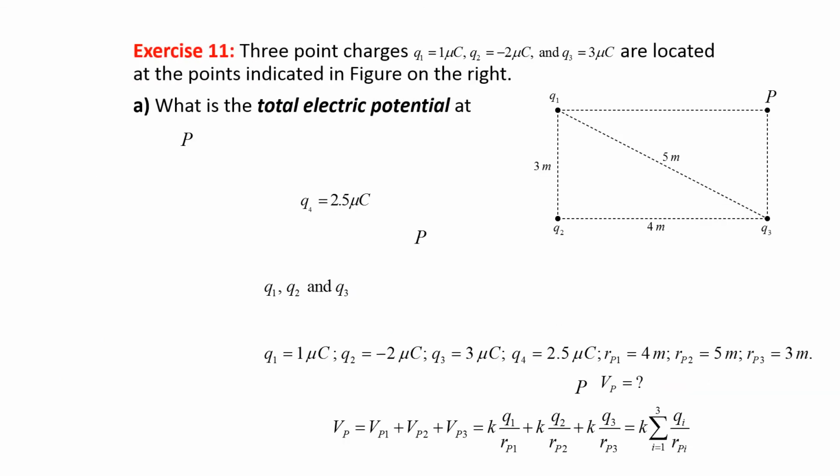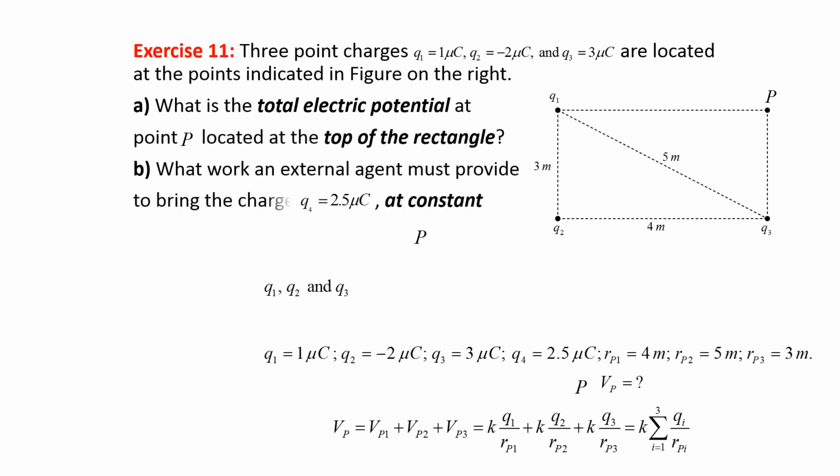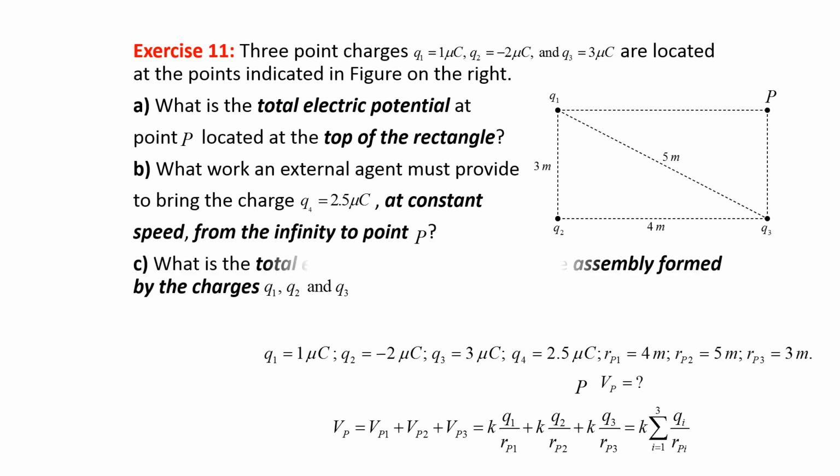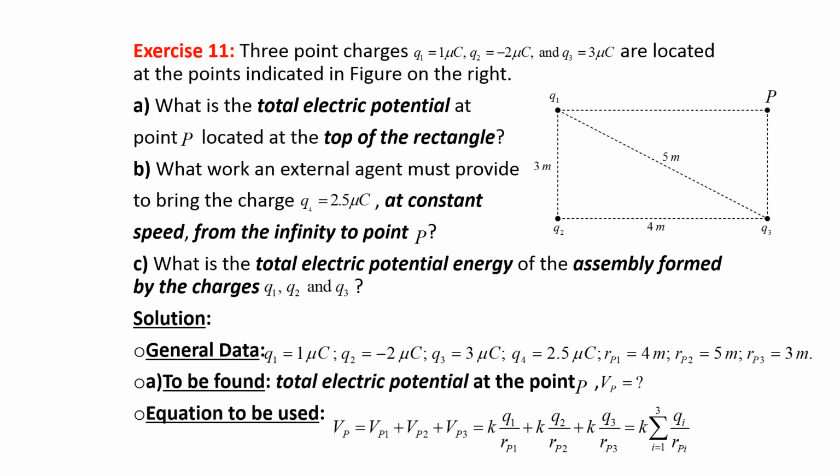Then question number 11, we are given 3 point charges, Q1 equal to 1 microcoulomb, Q2 equal to minus 2 microcoulomb, Q3 equal to plus 3 microcoulomb, which are located at the points indicated in the figure on the right. We are asked different things. A. What is the total electric potential at point P? What is the potential due to charge Q1, charge Q2, and charge Q3 at point P?